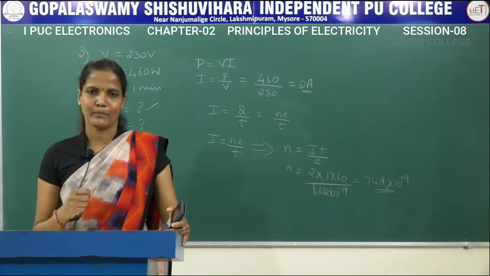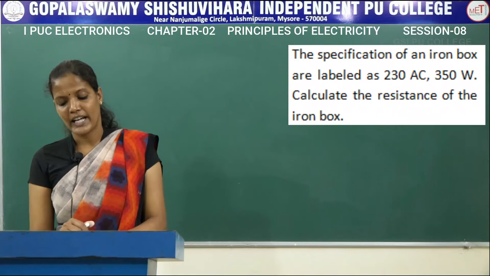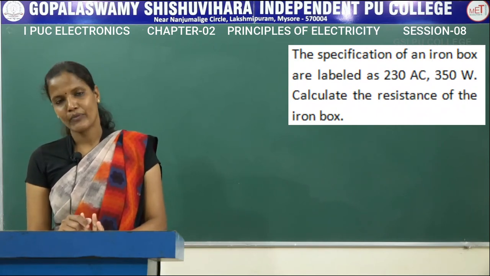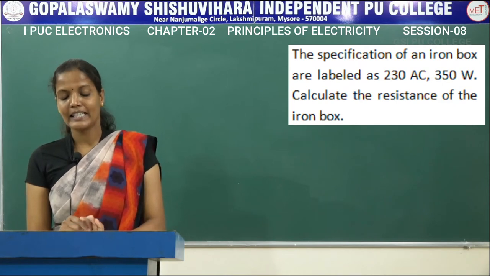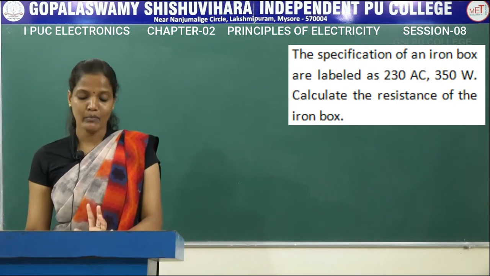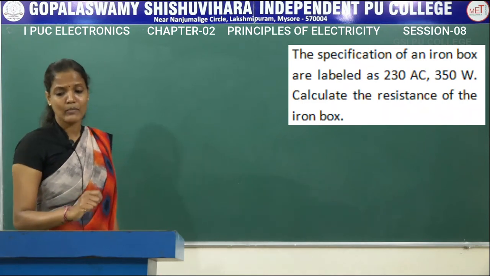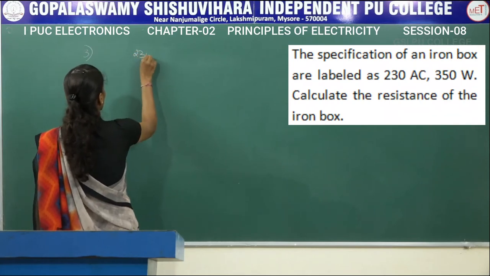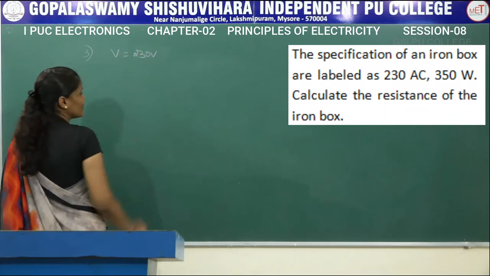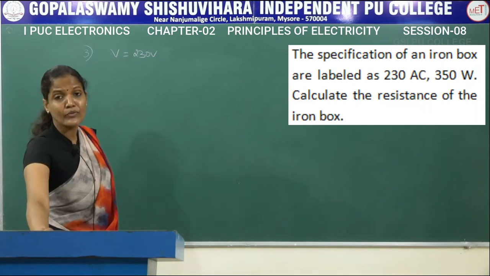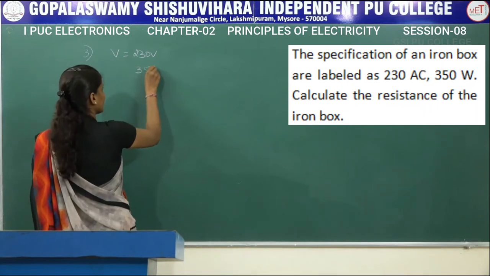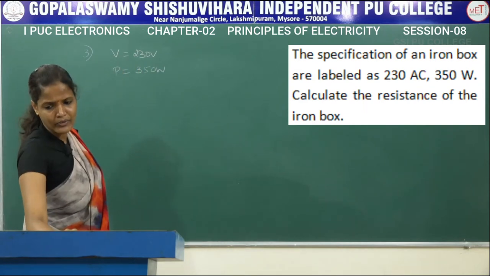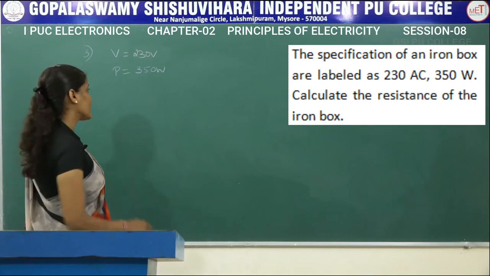Now we'll move on to the next problem. The specification of an iron box are labeled as 230 AC, 350 watts. Calculate the resistance of the iron box. The specification of an iron box are labeled as 230 volts AC, and its value is equal to voltage. 350 watts, it is nothing but power. Clear? You have to calculate the resistance of the iron box.